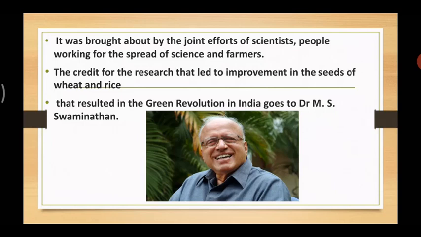Now the credit for this research that led to improvement in the seeds. You need seeds to plant, right? Then only you will get good crops, a good harvest. So the credit for this research that led to improvement in the seeds of wheat and rice, which resulted in the Green Revolution in India, goes to Dr. M.S. Swaminathan. He is also known as the father of the Green Revolution. The credit goes to him and to all the other scientists with him who did this research.